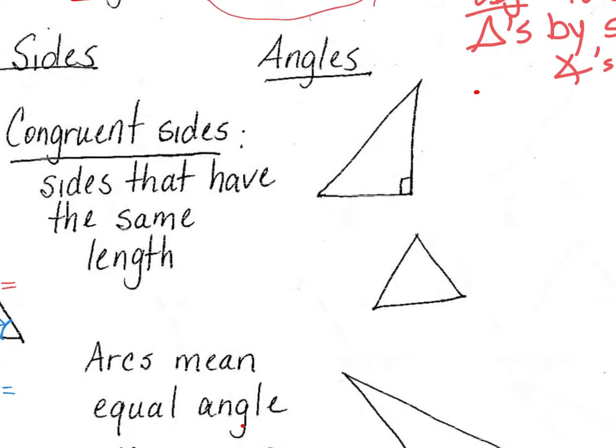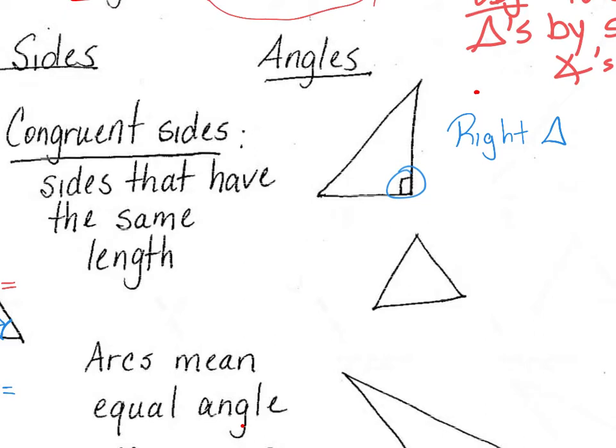Look at this one. What do you notice about this one, Connor? It has a 90-degree angle. What's a 90-degree angle called? Right angle. It's a right triangle. Good. That's a right triangle. There's your right angle.